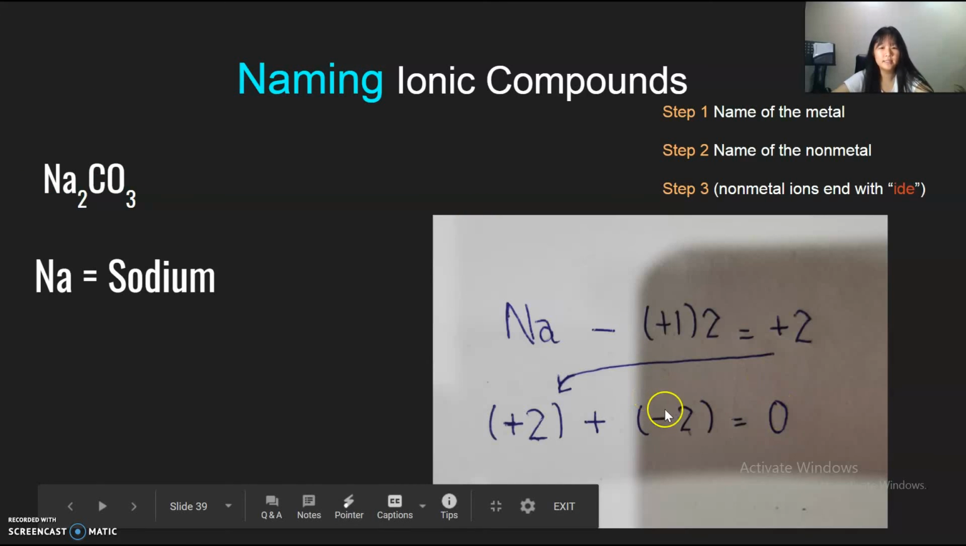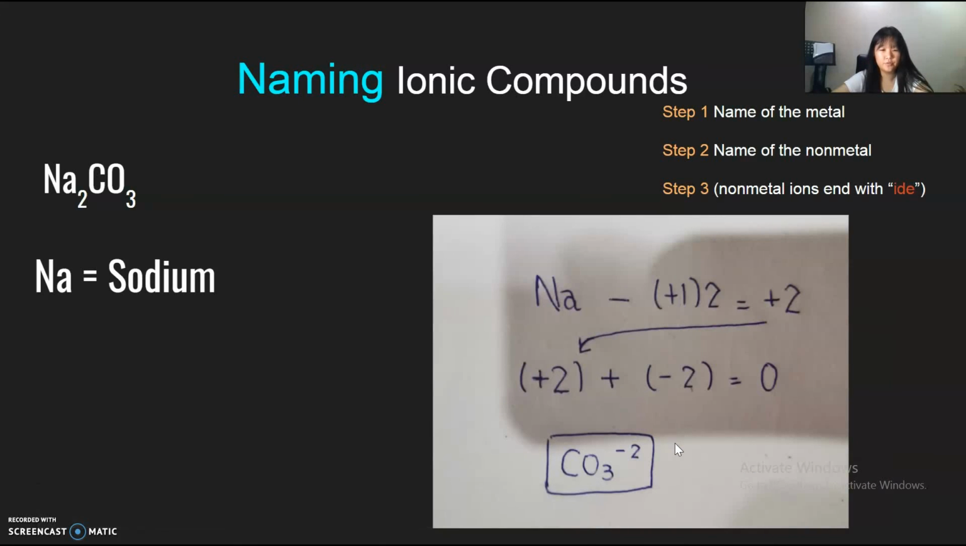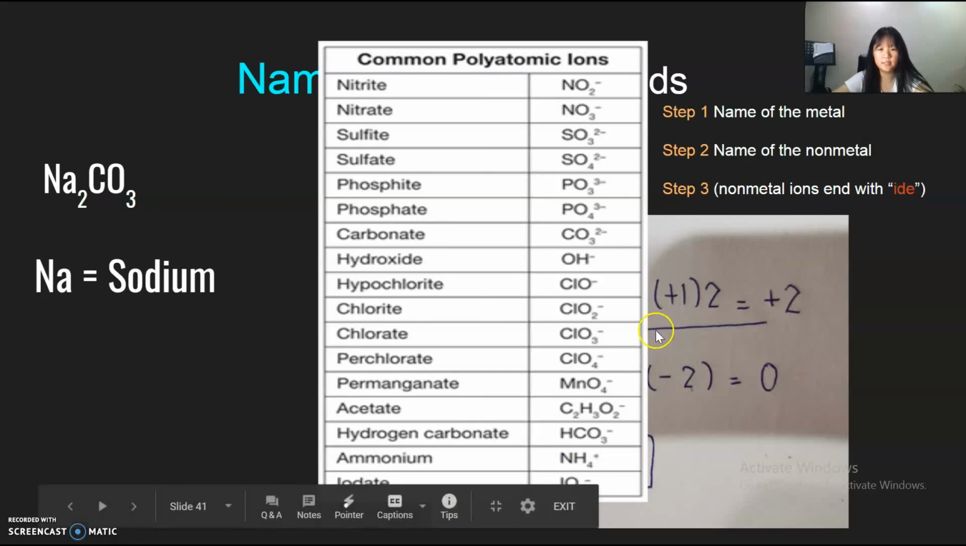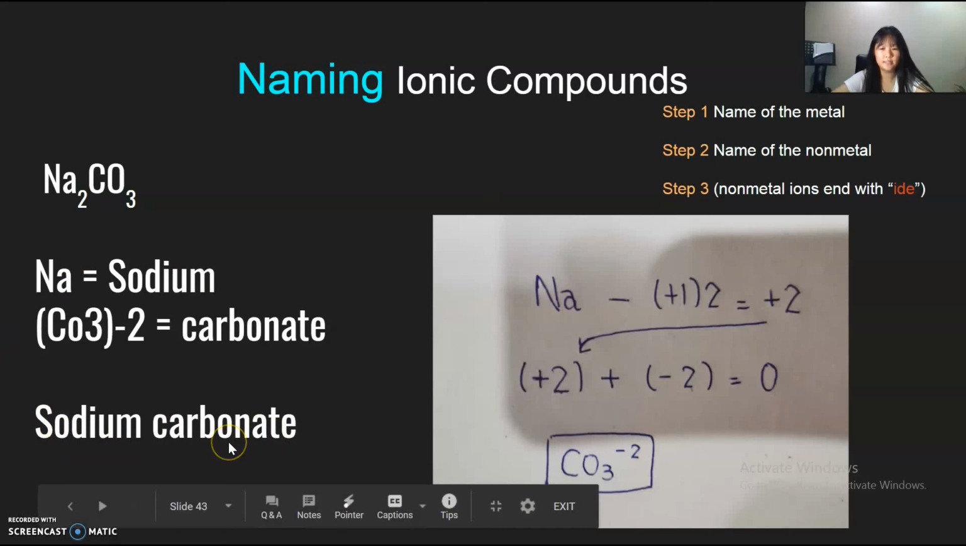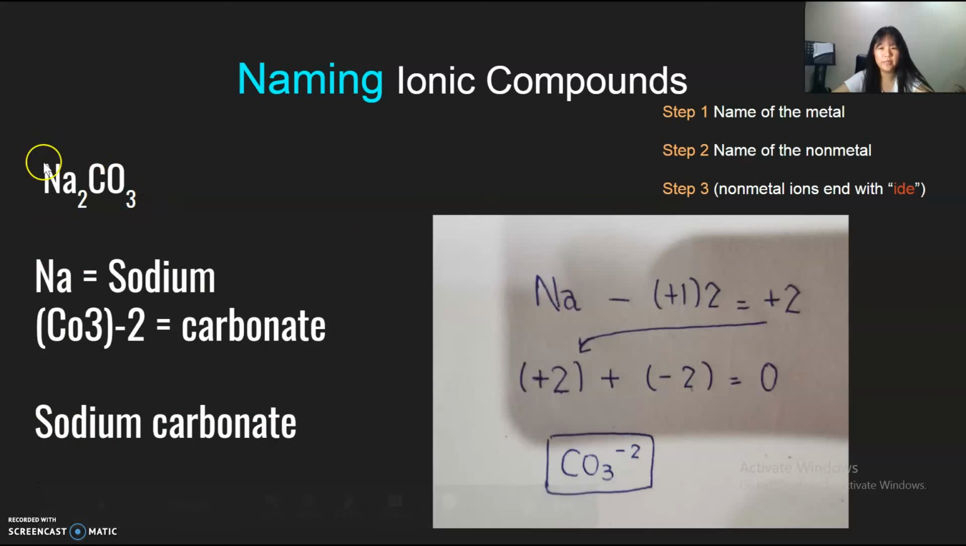So very clearly, CO3 will have a charge of -2. -2 is the charge for CO3 in here. So let's look: CO3 2 minus. It's the name for carbonate. Very clearly, sodium carbonate is the name for Na2CO3 in this question.